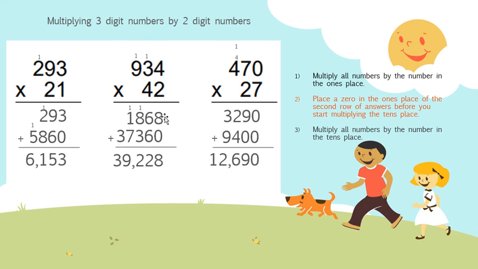So now it's time to add. 8 plus 0 is 8. 6 plus 6 is 12. The 2 goes here and the 1 goes there. And then 1 plus 8 plus 3 is 12. And the 2 goes there and the 1 goes there. And 1 plus 1 plus 7 is 9.